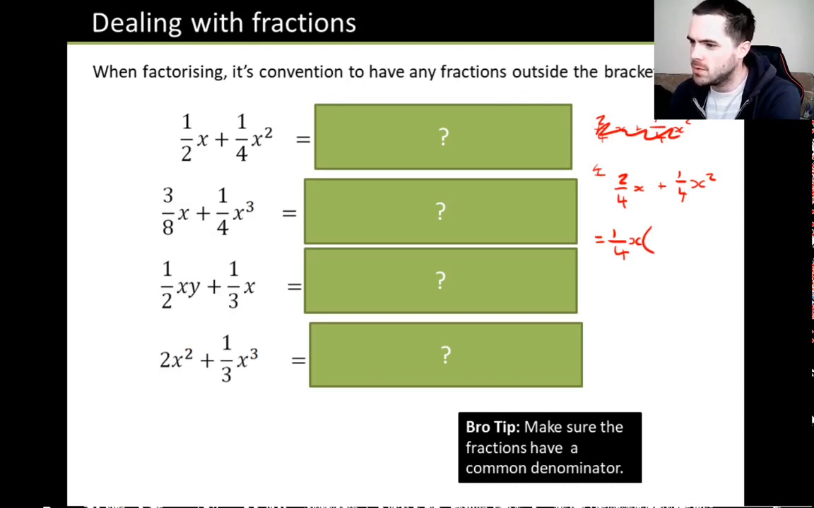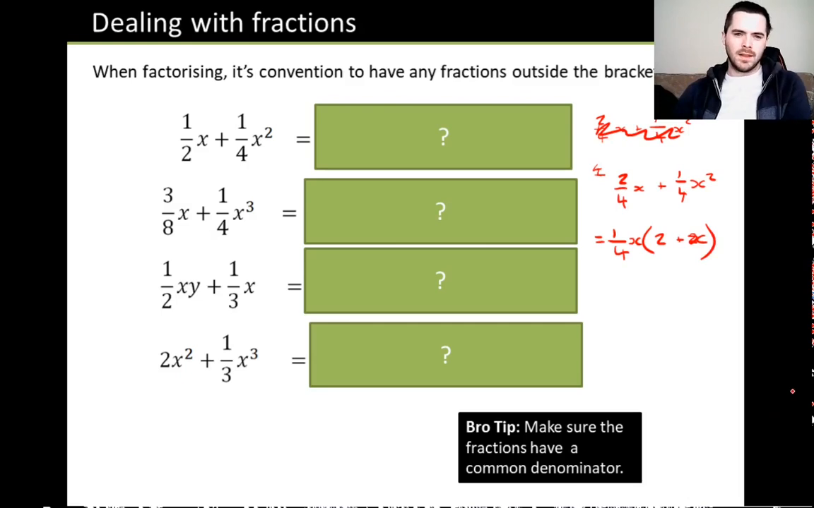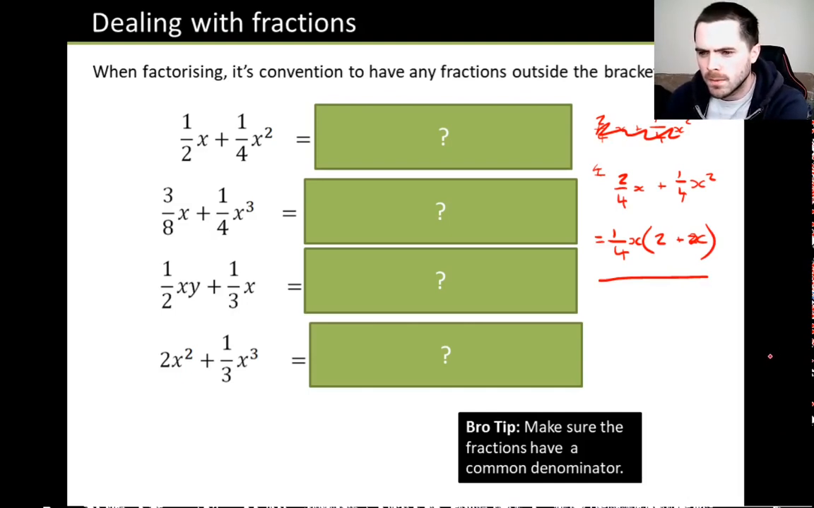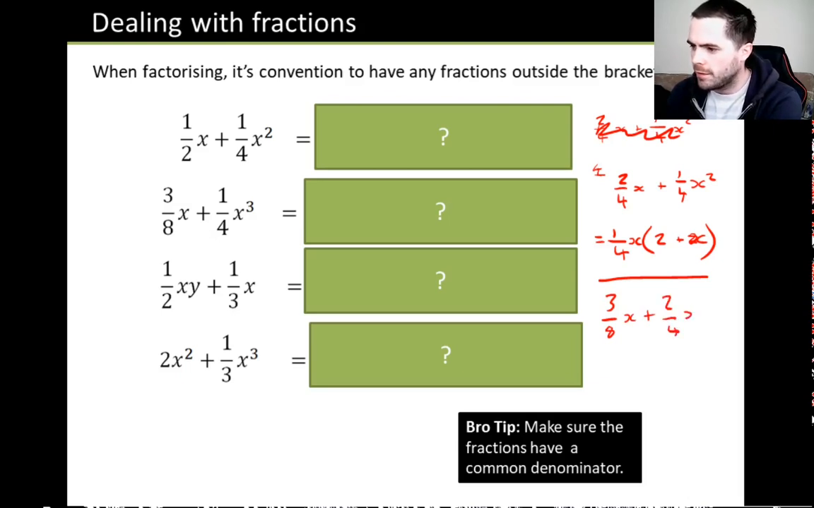A quarter times what would give me 2 quarters? Well, 2. X has been taken care of. Quarter's been taken care of. We have 1x, we need 2 x's, which means that we are looking at 2 plus x. If you're not entirely sold on why that works, I will show you the second example down here. Actually, yeah, I'll show you the second example as well. 3/8 of x plus 1 quarter of x cubed. 3/8 of x plus a quarter. Now, we can turn a quarter into something over 8. That would be 2 quarters of x squared.